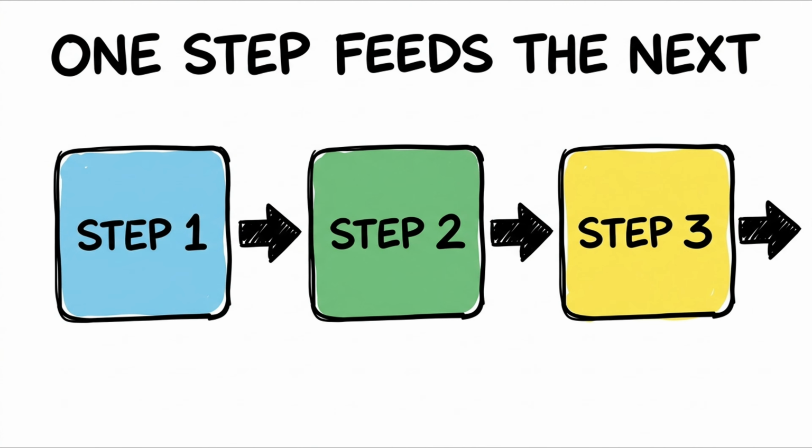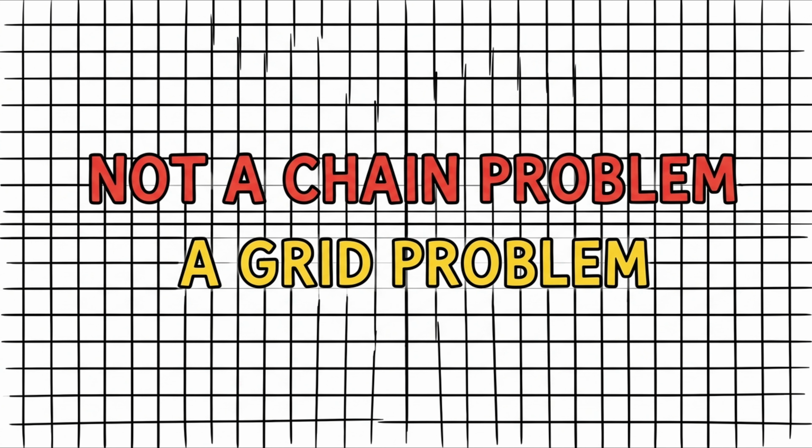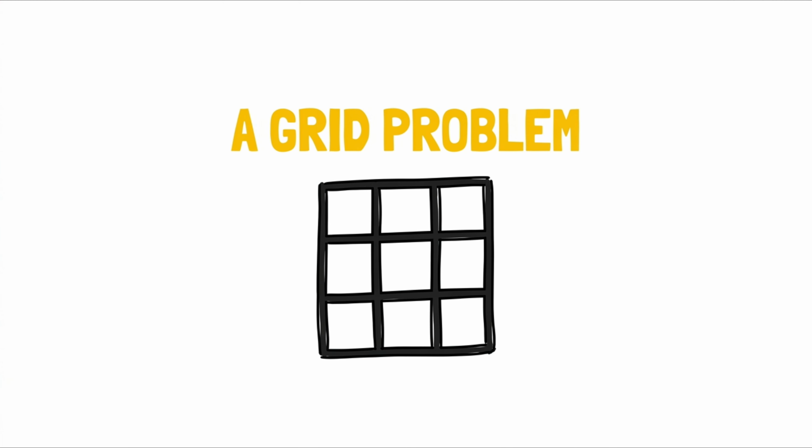It solves problems in a chain, one step feeding the next, with each calculation building on the result before it. This is powerful. It is how your computer runs an operating system, compiles code, and manages memory. But rendering a frame is not a chain problem. It is a grid problem.